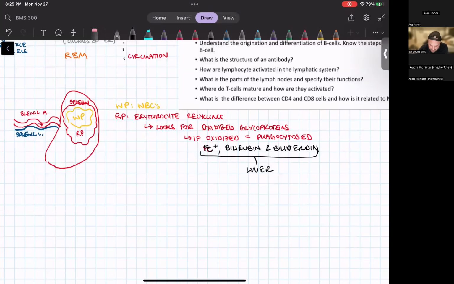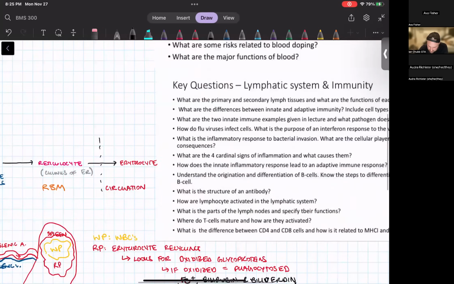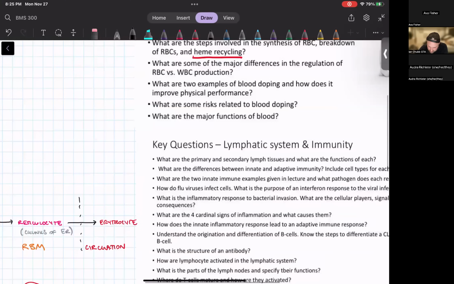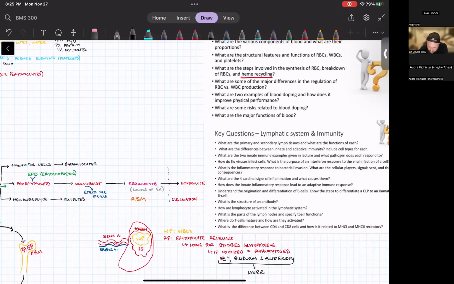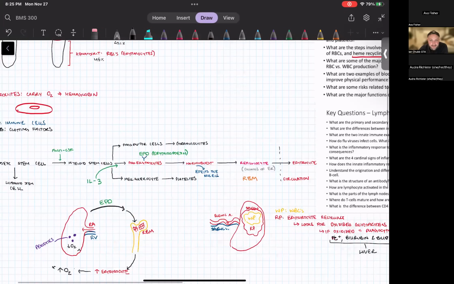Questions on that? Cool. If not, I want to go back to this flow chart that I already had going.